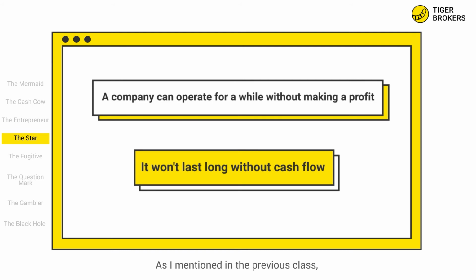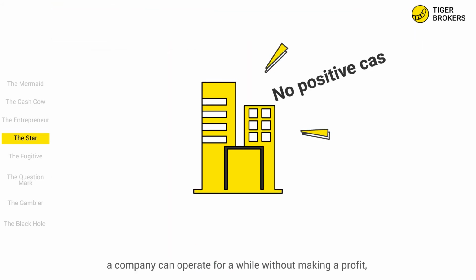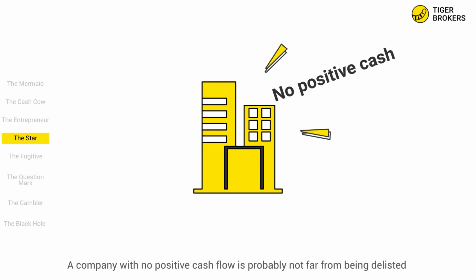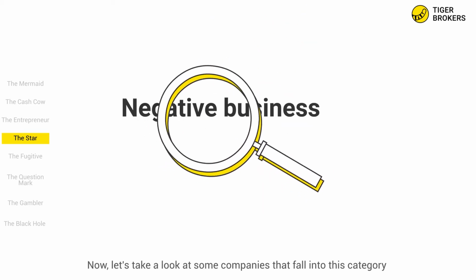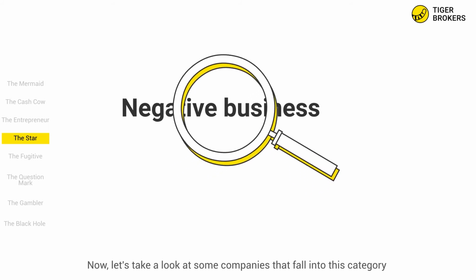As I mentioned in the previous class, a company can operate for a while without making a profit, but it won't last long without cash flow. A company with no positive cash flow is probably not far from being delisted. Now, let's take a look at some companies that fall into this category.